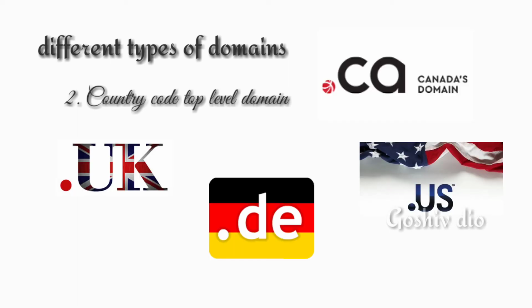2. Country Code Top-Level Domain, ccTLD. Country Code Top-Level Domains, or ccTLDs, are country-specific domain names which end with a country code extension like .uk for the United Kingdom, .de for Germany, .in for India. They are used by websites that want to target audiences in a specific country.